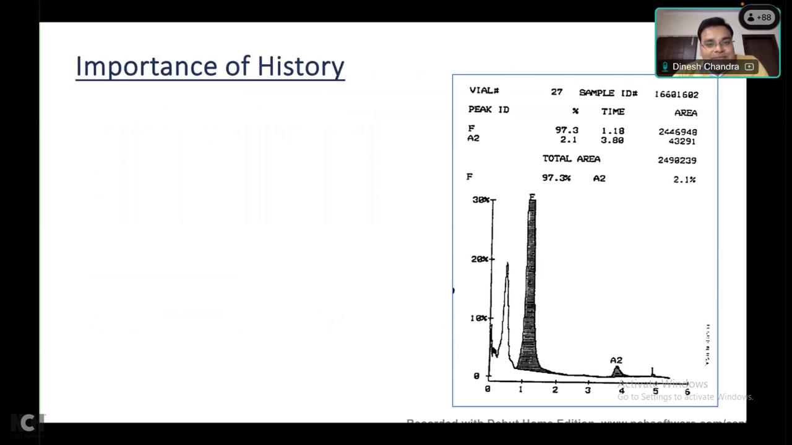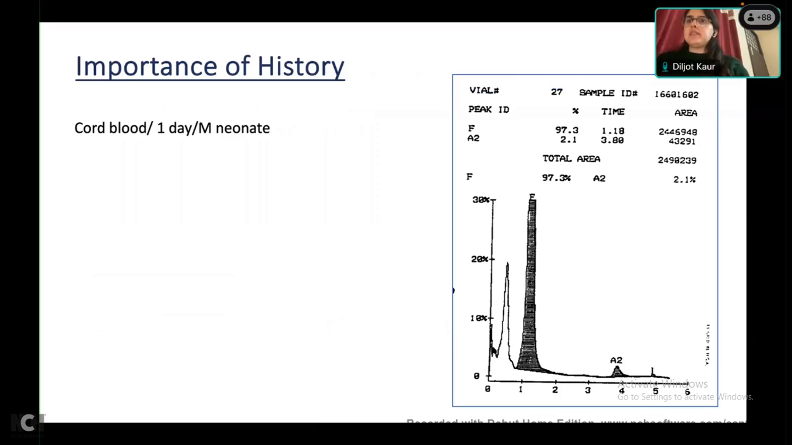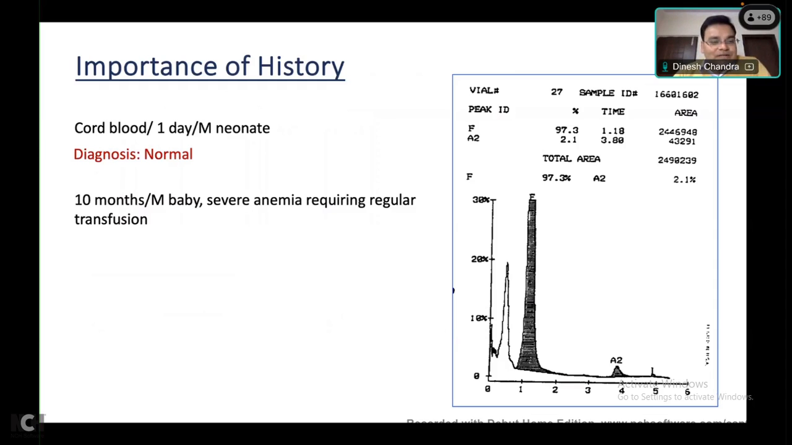So this is the same graph. On the basis of history, I can tell you so many diagnoses. If I say it is a cord blood sample of a neonate, then Dr. Njot, what is your diagnosis? Then it will be the same, normal HPLC. Yes, it will be normal, because cord blood contains more than 97% fetal hemoglobin only. So it is normal.